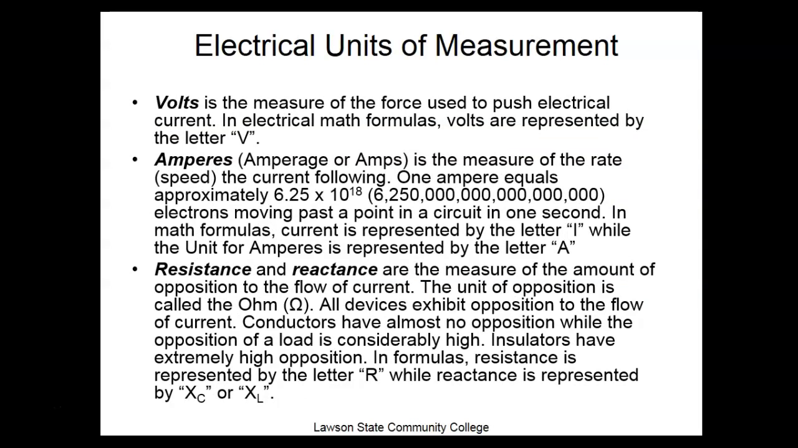So we have volts. This is the measure of the force used to push electrical current. We have amperes. Most people call it amps, and most of y'all have seen that. There's a lot of devices, especially vacuum cleaners and stuff like that, that are rated in amps. So 1 ampere of current means we're causing 6.25 times 10 to the 18th electrons to move past a point in a circuit in 1 second. So if you've got 8 amps of power, that would be 8 times 6.25 times 10 to the 18th moving past a point in a circuit in 1 second. So these things are moving really, really fast.